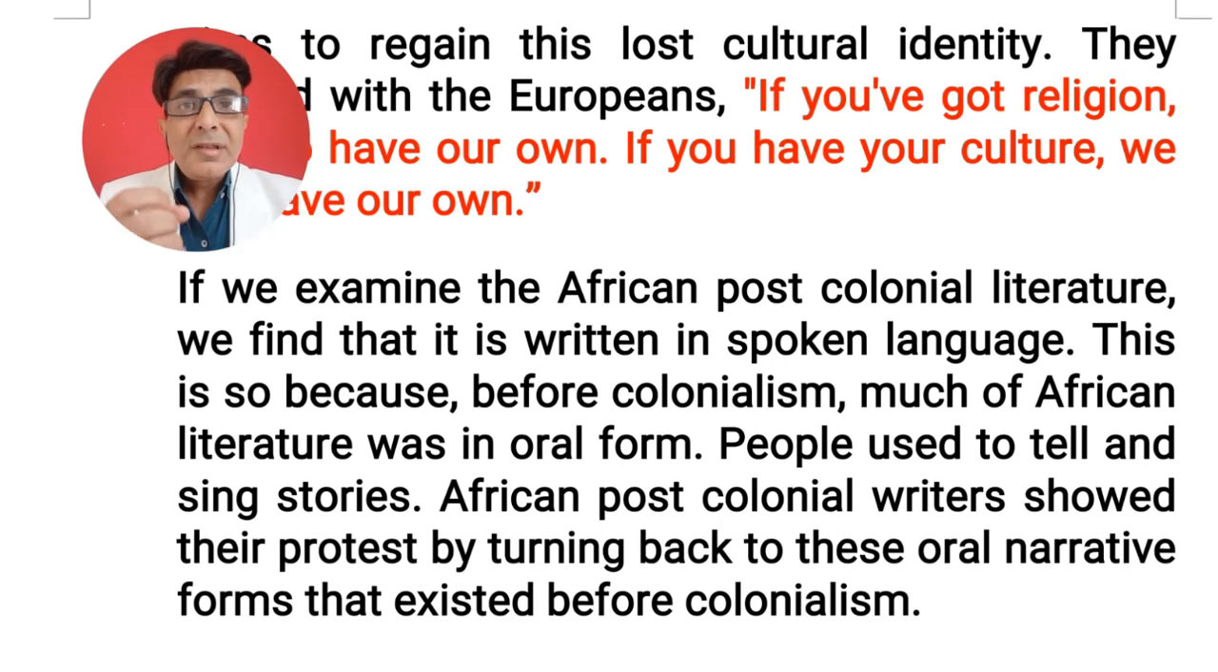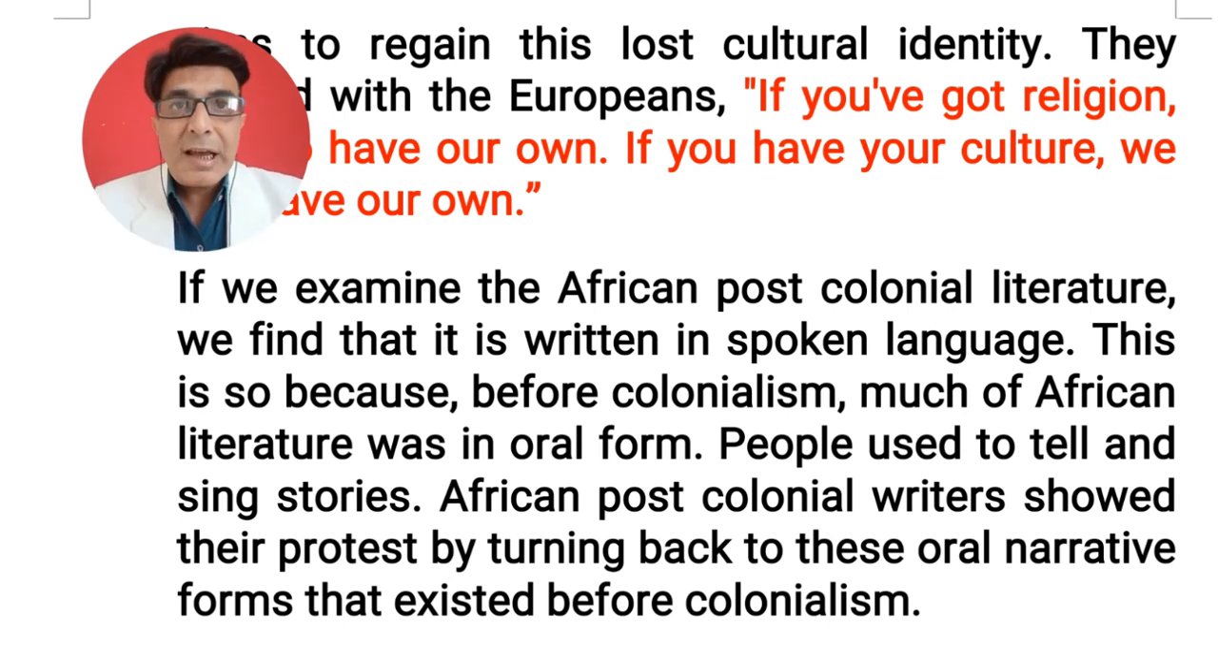If we examine African post-colonial literature, then most of the texts and novels were written in a spoken kind of language. Why? Because before the Europeans captured their country, African literature was mostly in oral tradition. Oral literature was presented. They used to tell the stories, they used to sing the songs. So they wanted to regain the same style of writing literature.